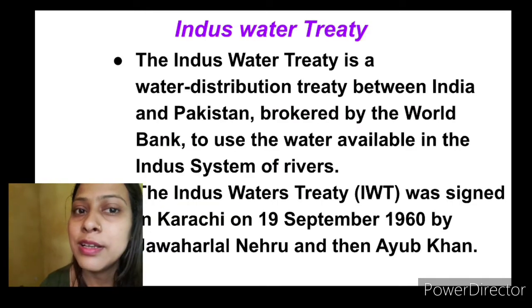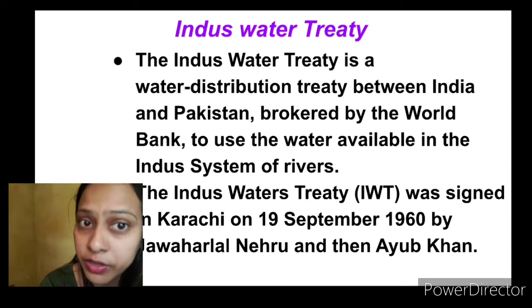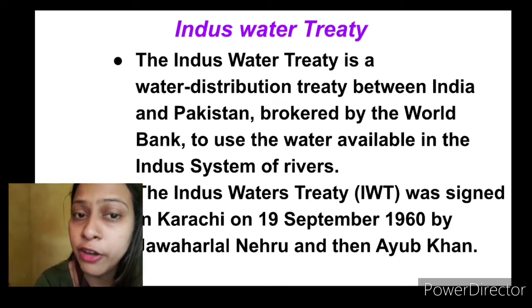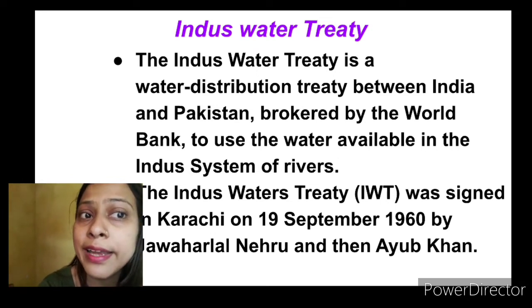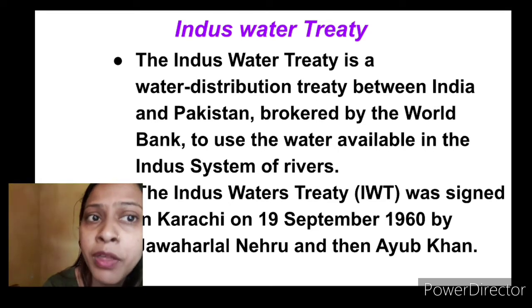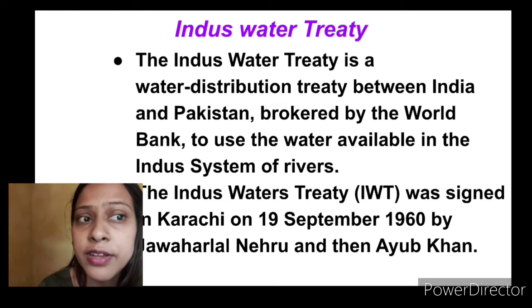Let's see what the Indus Water Treaty is. So the Indus Water Treaty is a water distribution treaty. Treaty means, as you already know, a kind of agreement. So the Indus Water Treaty is a water distribution treaty between India and Pakistan, brokered by the World Bank. It is looked after by the World Bank to use the water available in the Indus system of rivers. The Indus Water Treaty was signed in Karachi.